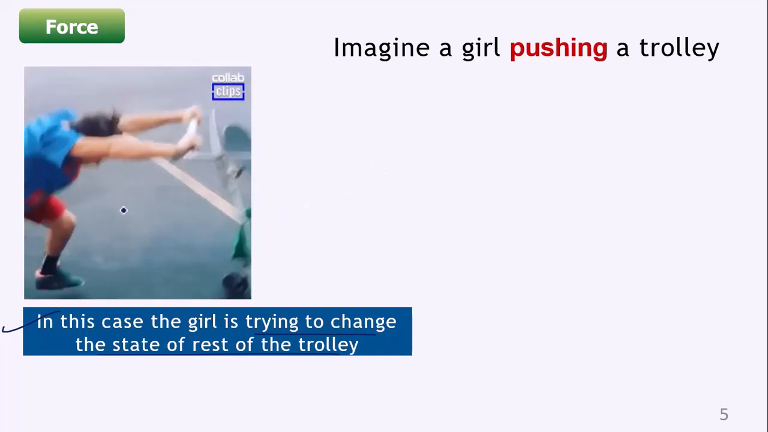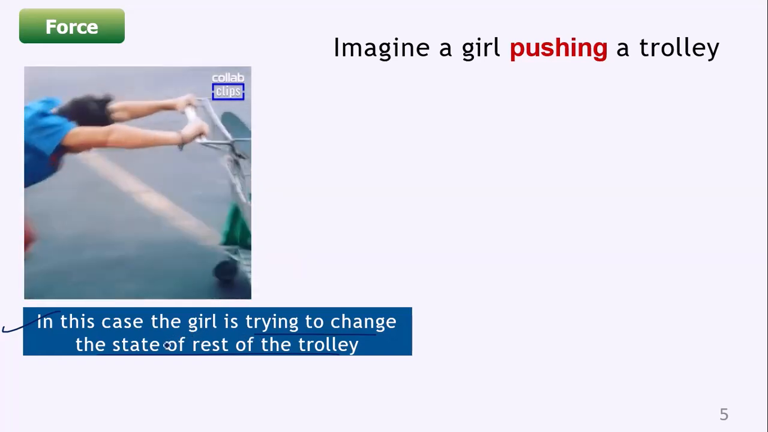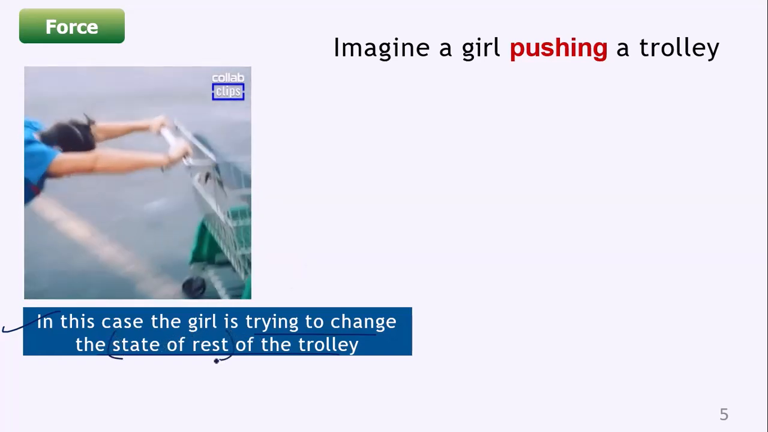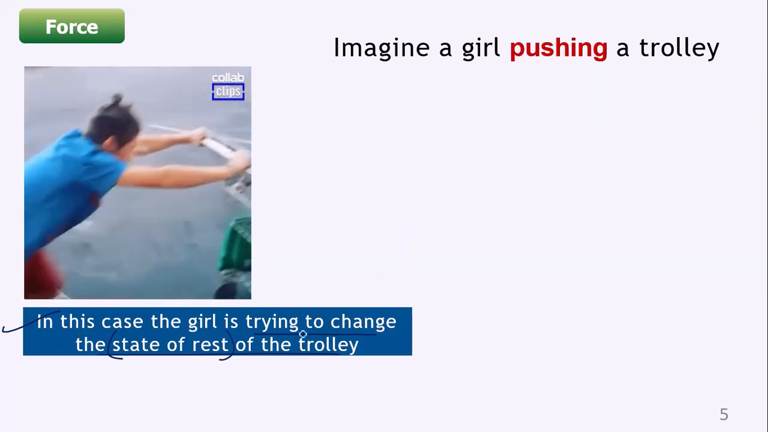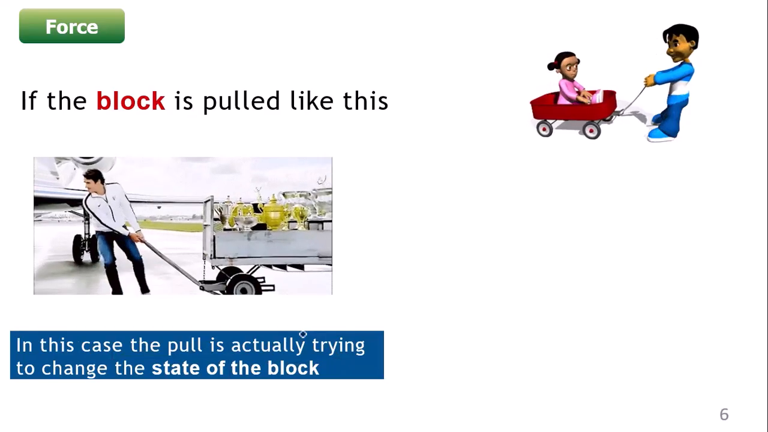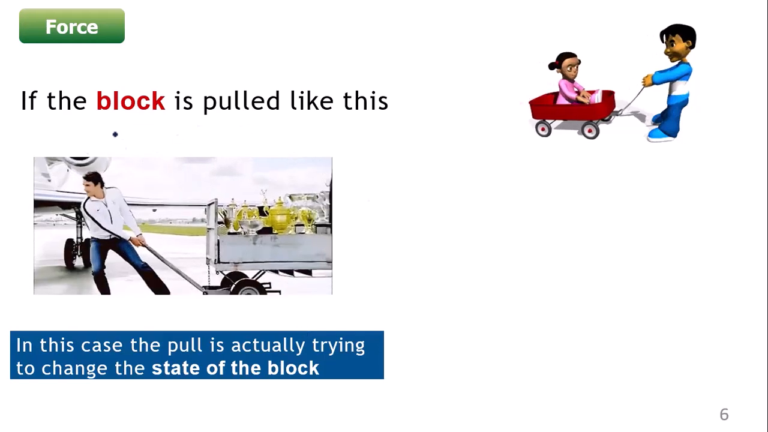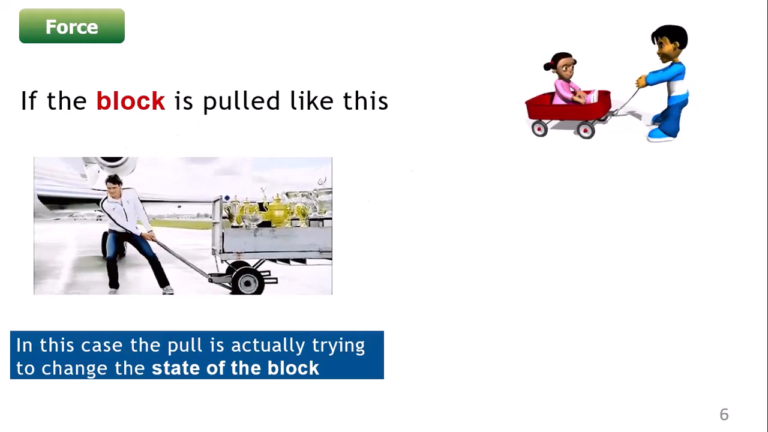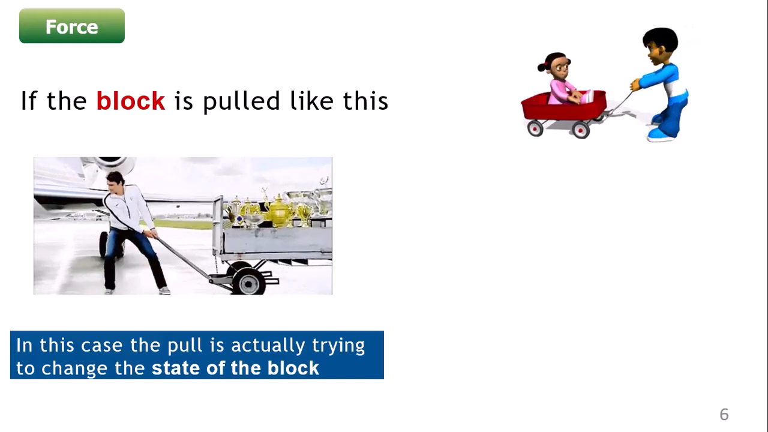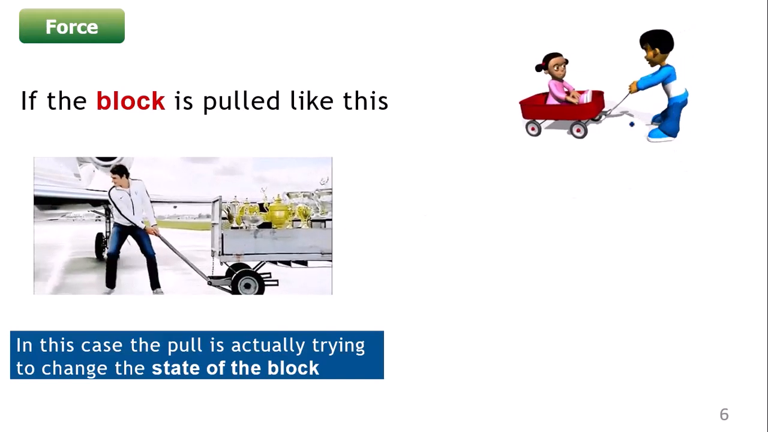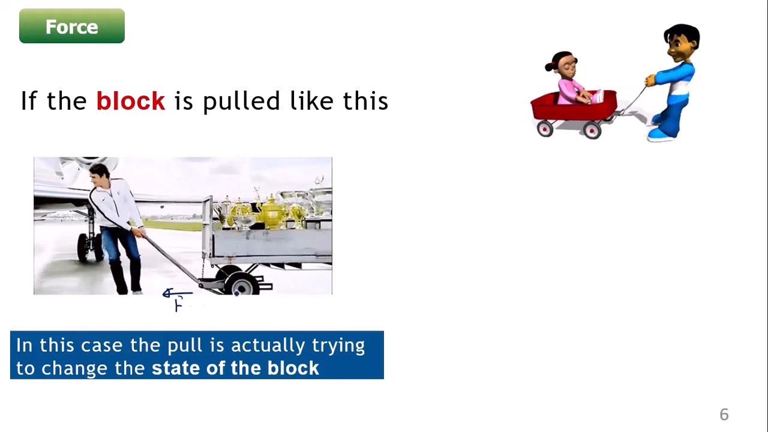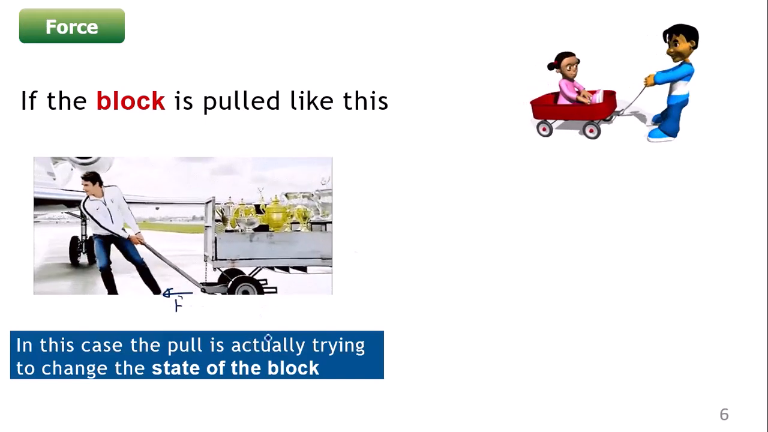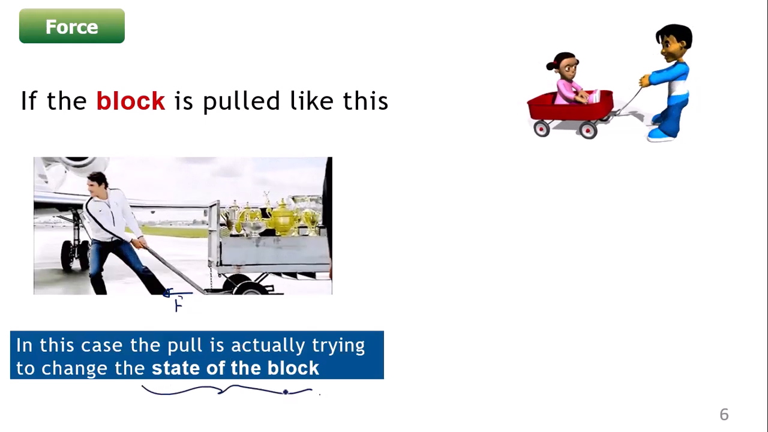So whenever I apply a force to a body which was initially at the state of rest, the state may be changed or may not be changed, depending on the amount of force that I am applying. Earlier was a pushing type of force. Here I am applying a pulling type of force. Whenever I apply a pulling nature of force, the state of rest also changes, so the state of the block is being changed.